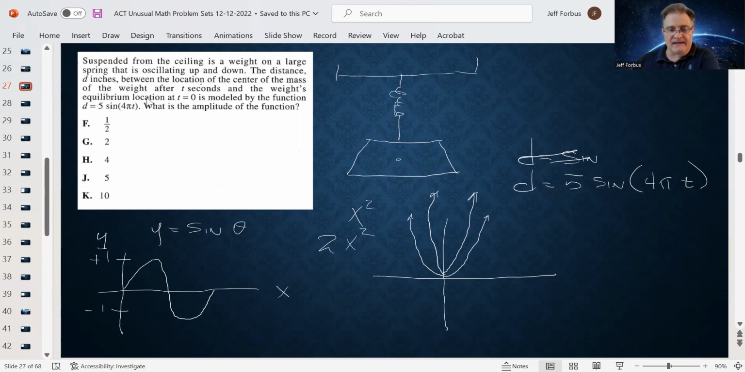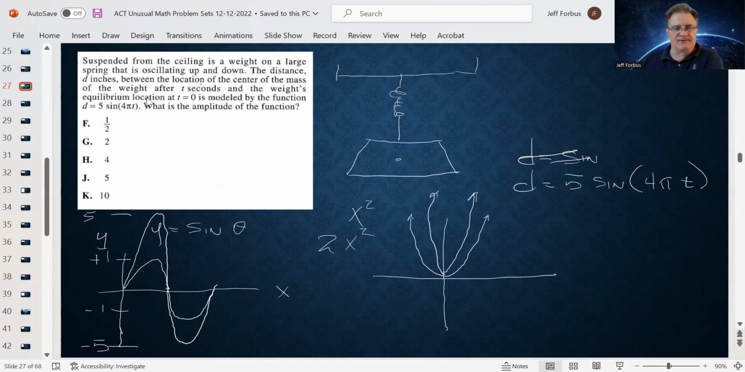Let's apply this ideology to D is equal to 5 times the sine. Well, this 5 is going to increase the amplitude of our parent function like this. I'm not worried about the rest of the equation. We're just talking about the amplitude. So now our amplitude becomes 5 and -5.